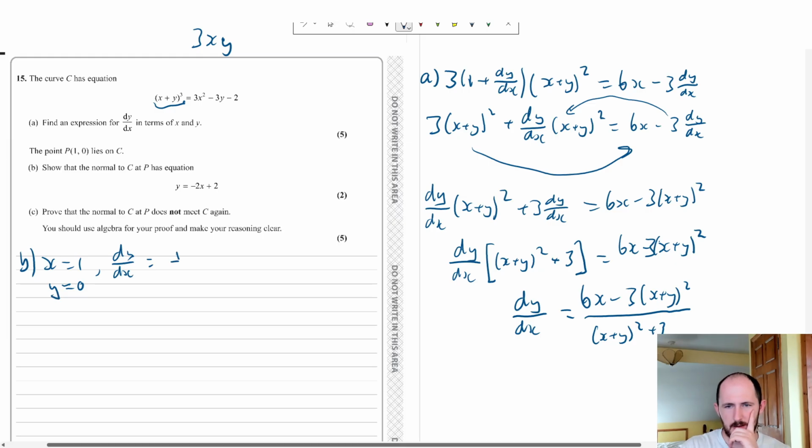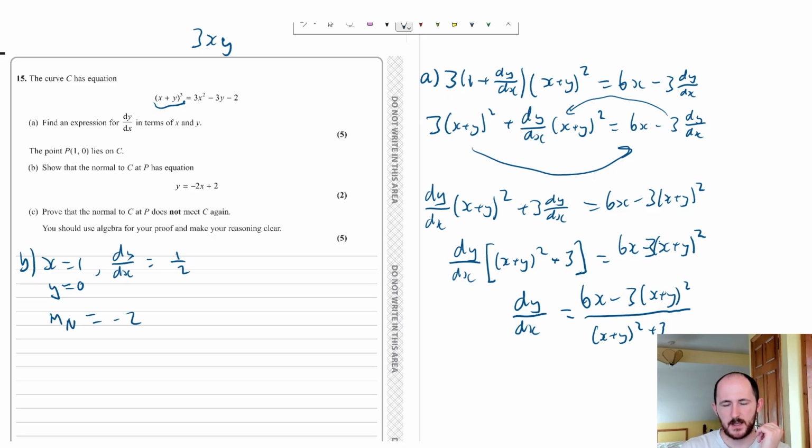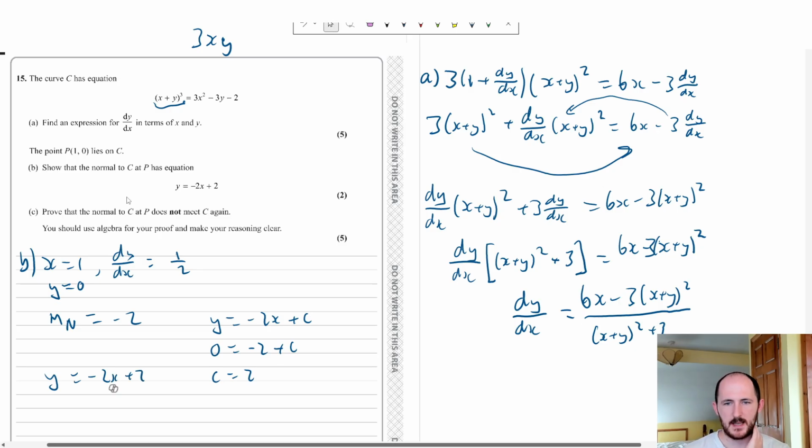So yeah, we get 1/2, which means the gradient of the normal is -2, and so we have y equals -2x plus c. X is 1, y is 0, so we get 0 equals -2 plus c, so c equals 2. Here we go. Y equals -2x plus 2. Perfect. Prove that the normal to C at P does not meet C again.